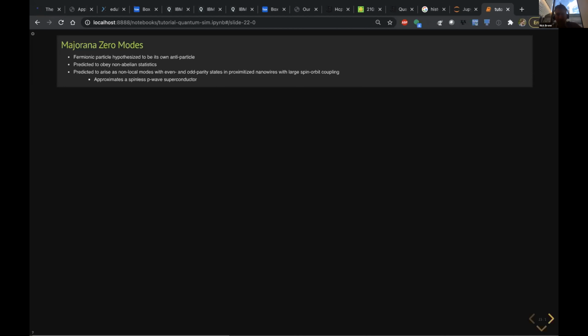And so these were predicted about 20 years ago to arise if you have something called a spinless P-wave superconducting Hamiltonian, which is very interesting but very difficult to find in nature, but they have been thought to be able to be engineered in proximatized nanowire systems. So you take a nanowire with a strong spin orbit coupling, and you proximatize it by putting it in contact with an S-wave superconductor. So this is something that's worked on in the lab. It's very difficult, but there's a lot of great experimental groups in the world that are working on this kind of thing. And the idea is we'll approximate a spinless P-wave superconductor so you can get this Hamiltonian.